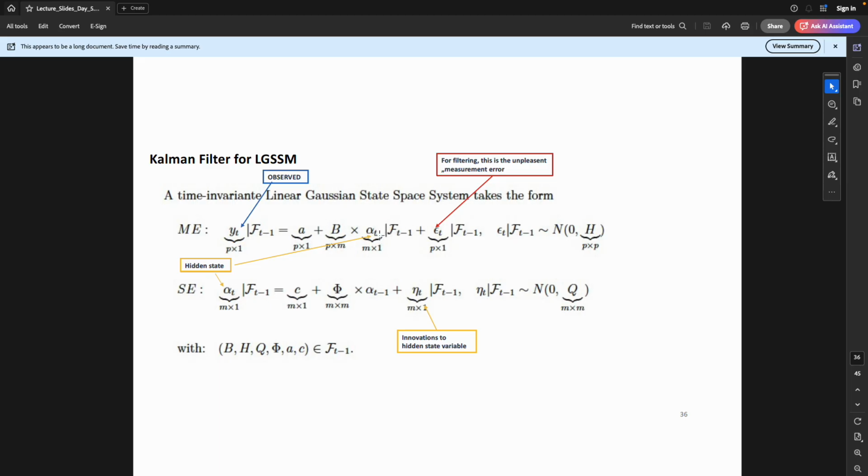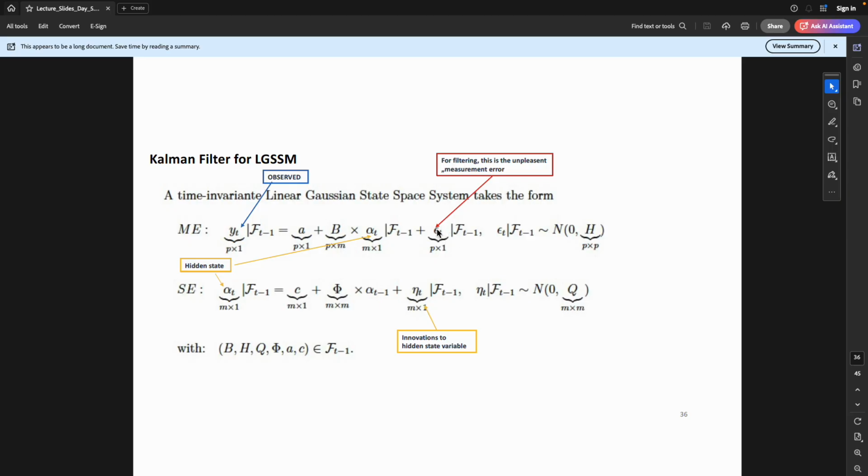Alpha t is the realized value of a hidden state which I don't observe. So as of t minus 1, it's a random variable. And epsilon is also a random variable, but this is the noise. So epsilon is the enemy, basically, yeah?